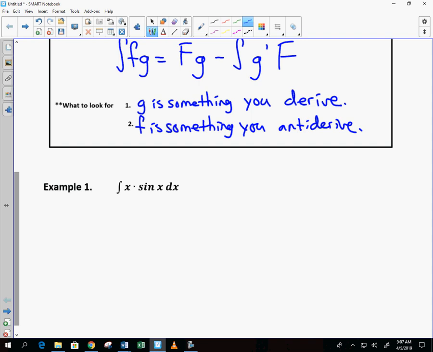Let's think about F. F is something you antiderive. Do you know the antiderivative of x? x squared over 2, antiderivative of sine, negative cosine. So it looks like F could be either one as well. So when you know the derivative of both and you know the antiderivative of both, here's what we do. We choose g to be something that when you take the derivative, it eventually goes away. Do you see how when you take the derivative of sine, it cycles around and around? When you take the derivative of the x, it just goes away, right? So I'm going to call this g, and I'm going to call this F.